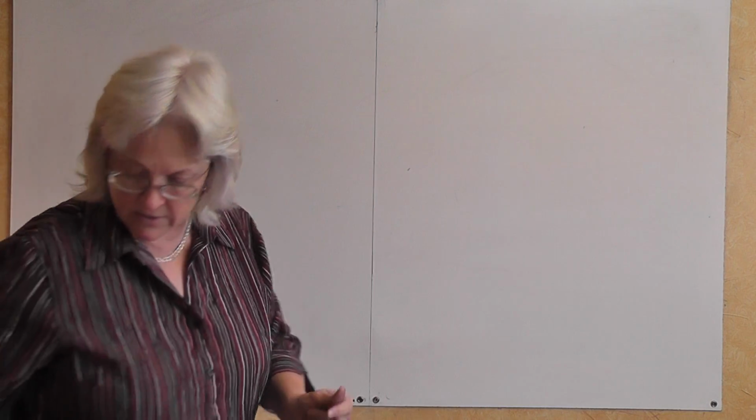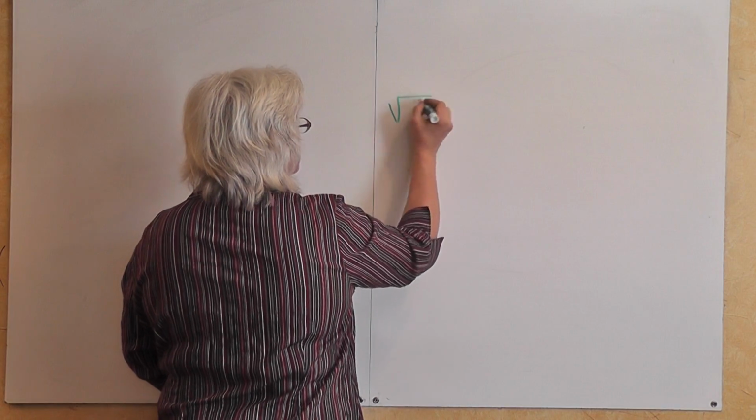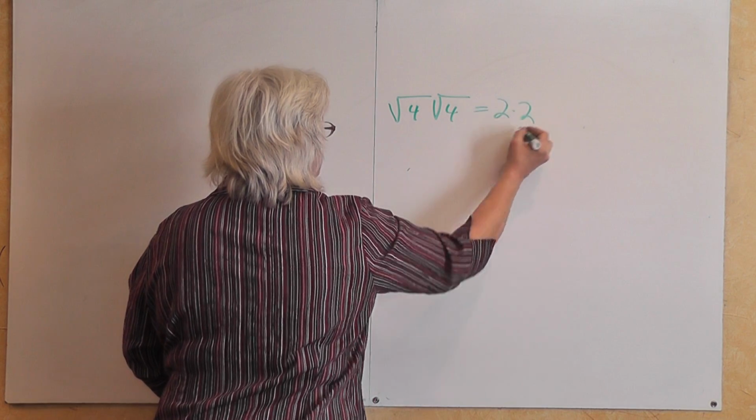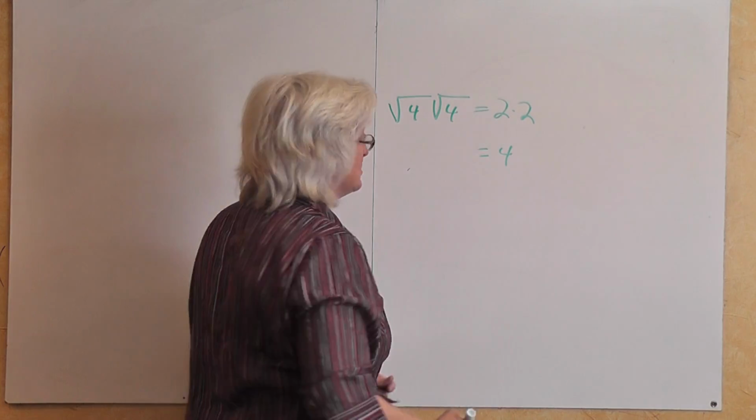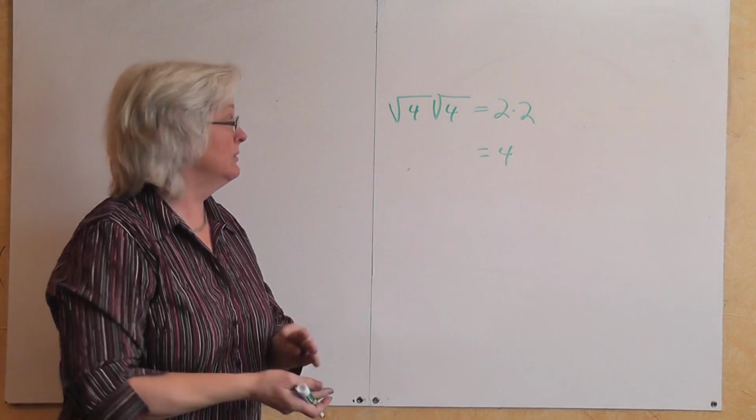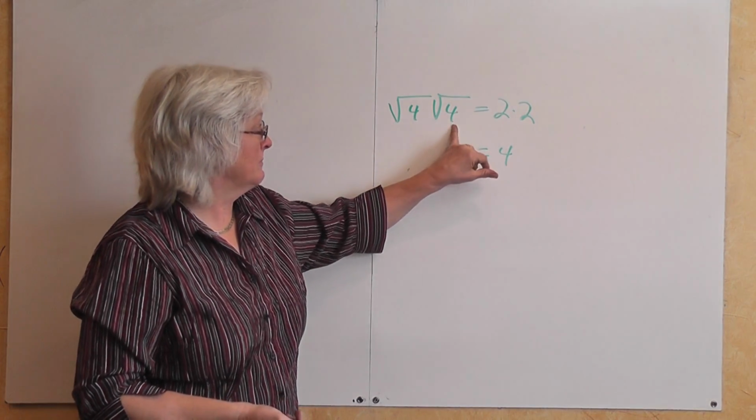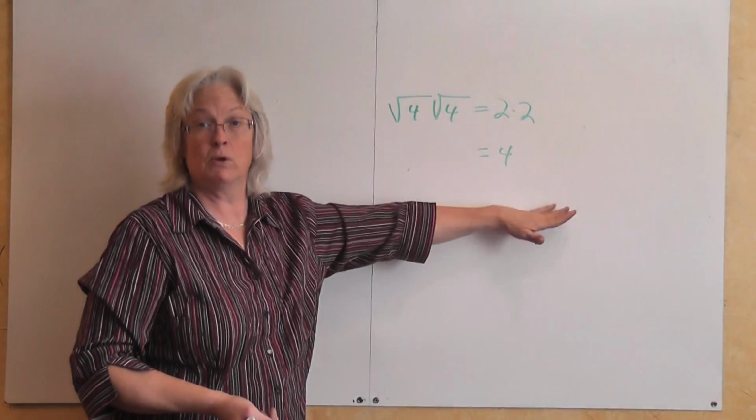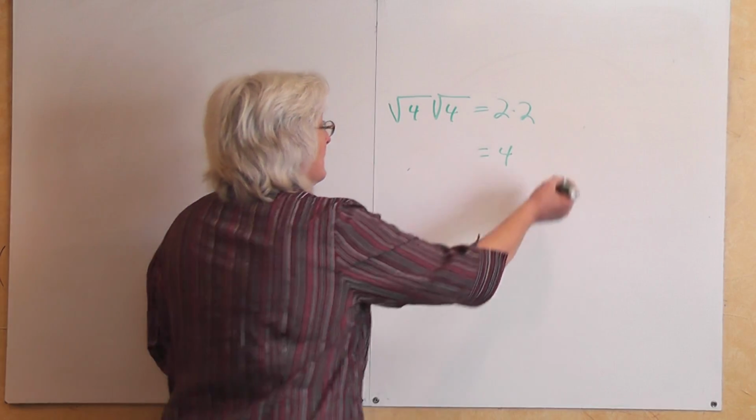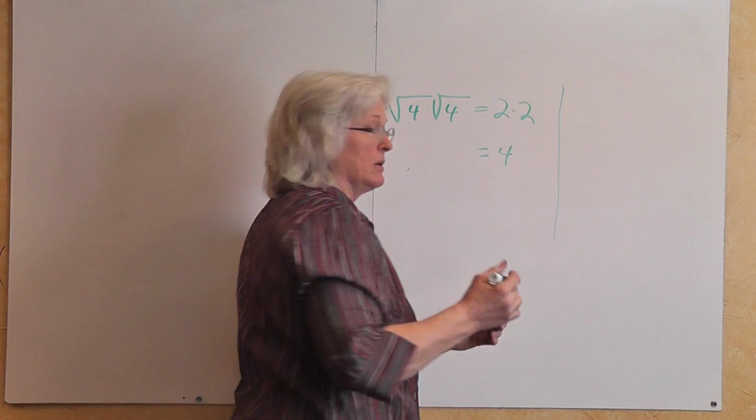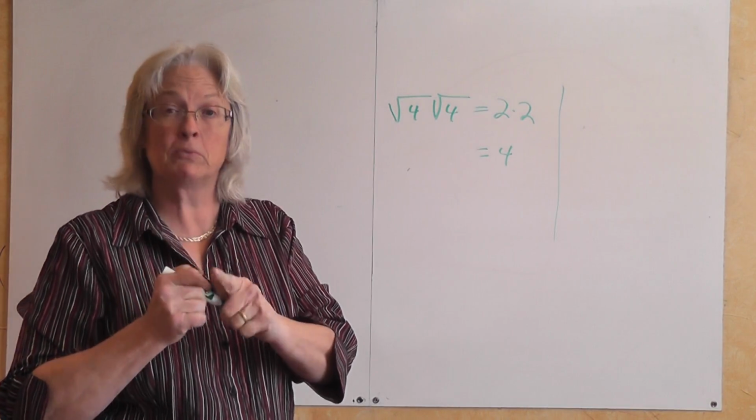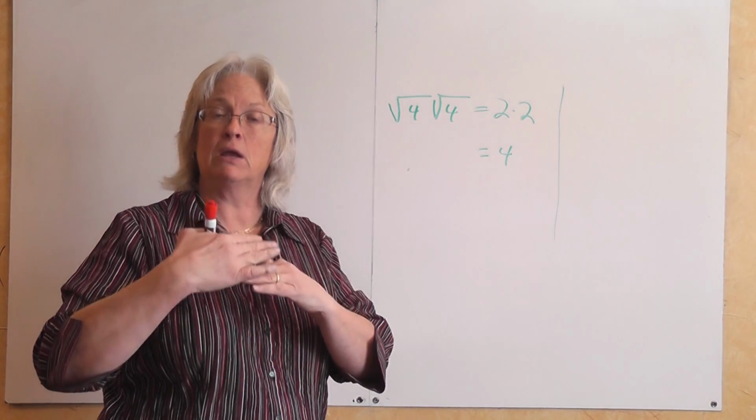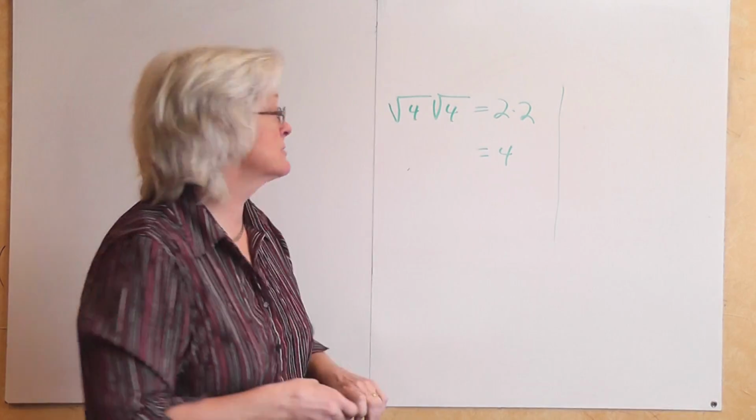First, I'm going to say that the square root of 4 times the square root of 4 is equal to 2 times 2, which is equal to 4. Makes sense to you? We know that the square root of 4 is equal to 2, and 2 times 2 equals 4. Now, we also know from what I just showed you that when we are multiplying exponentials together that have like bases, you keep the base and you add the exponents.